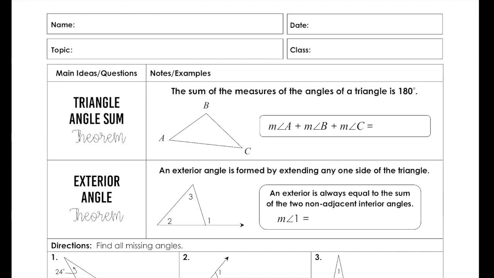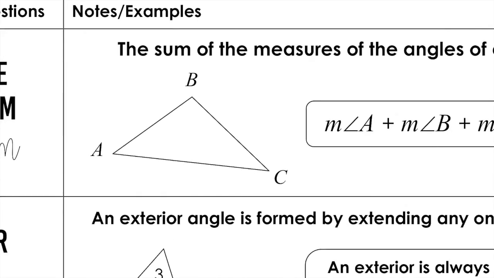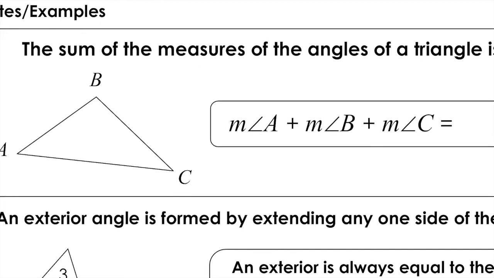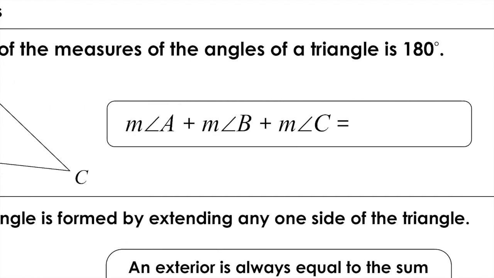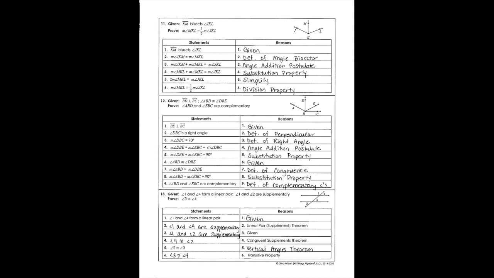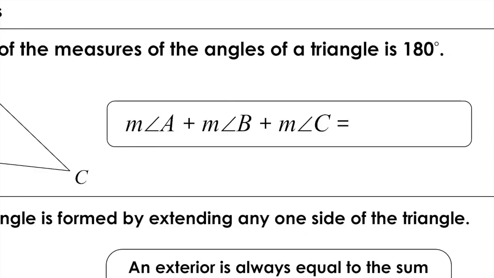be 180 degrees. So when we look at it, it doesn't matter what it is, A, B, or C, it doesn't matter what type of triangle it is, acute, obtuse, or right or equilateral, A plus B plus C will always equal 180 degrees.